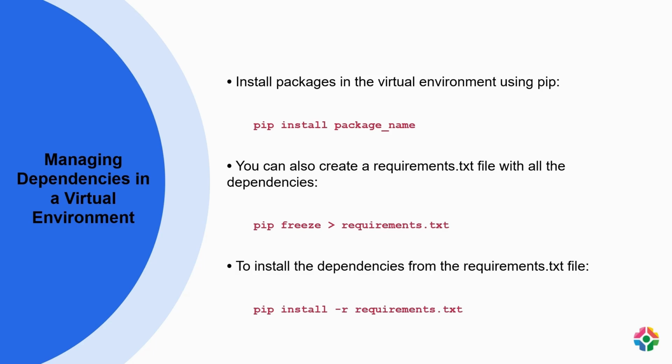For example, if you want to include packages like Flask and requests in your virtual environment, you would use pip install Flask and pip install requests. Subsequently, to list these dependencies in a requirements.txt file, run pip freeze > requirements.txt, and to install them from the file, use pip install -r requirements.txt.